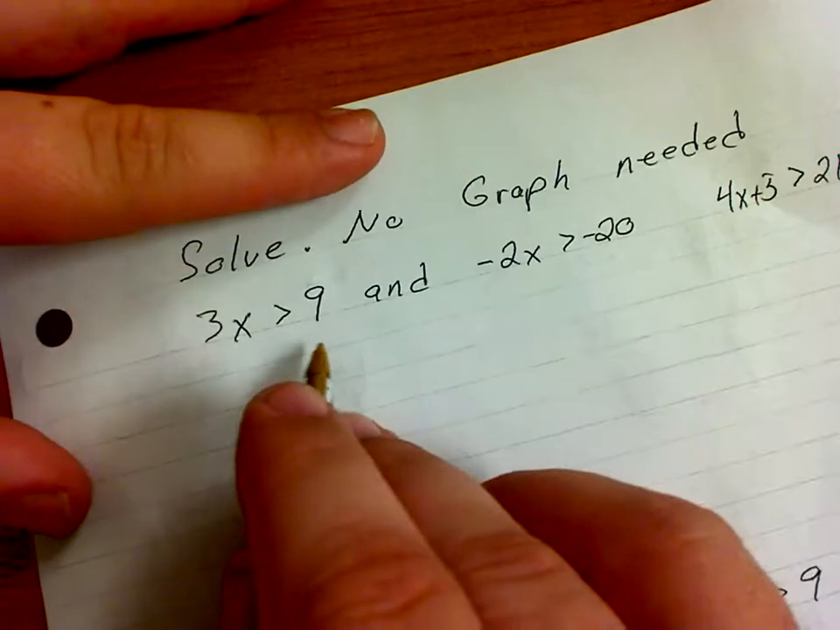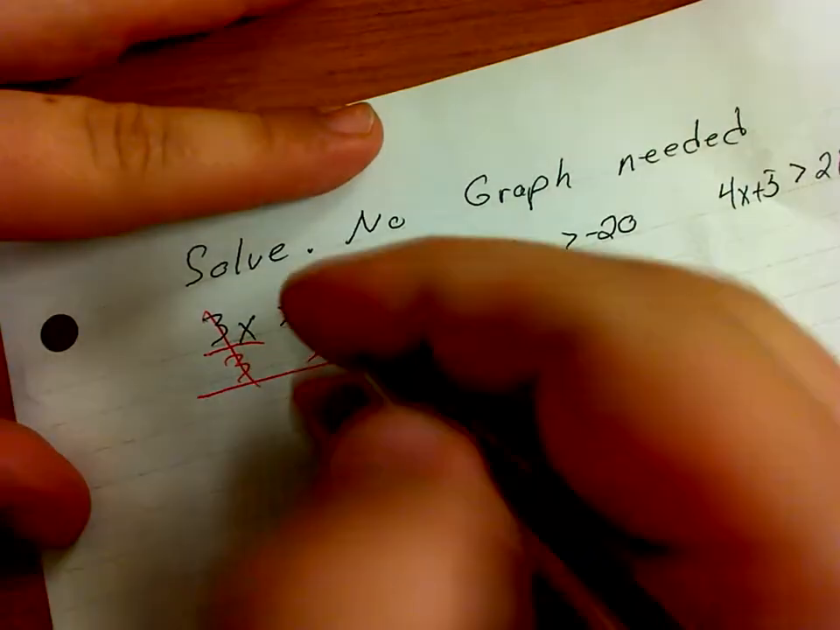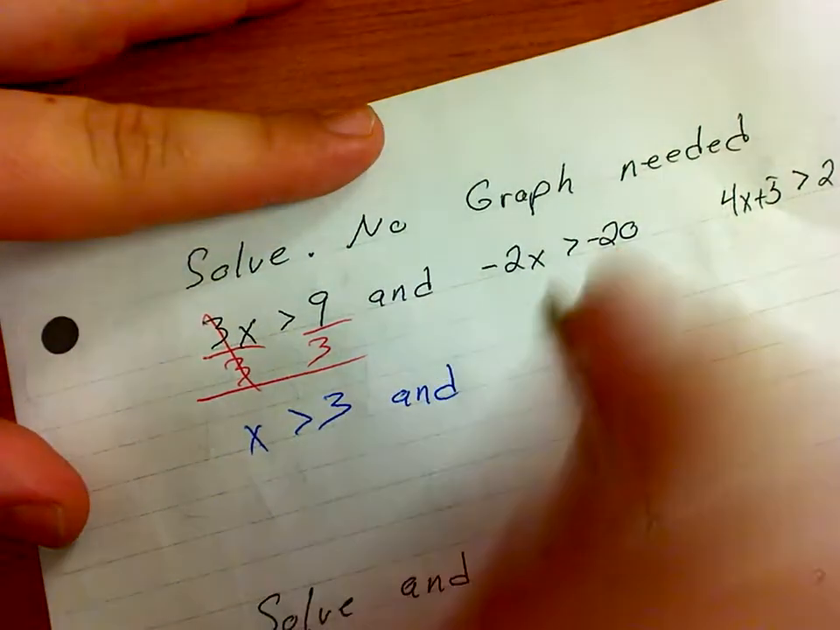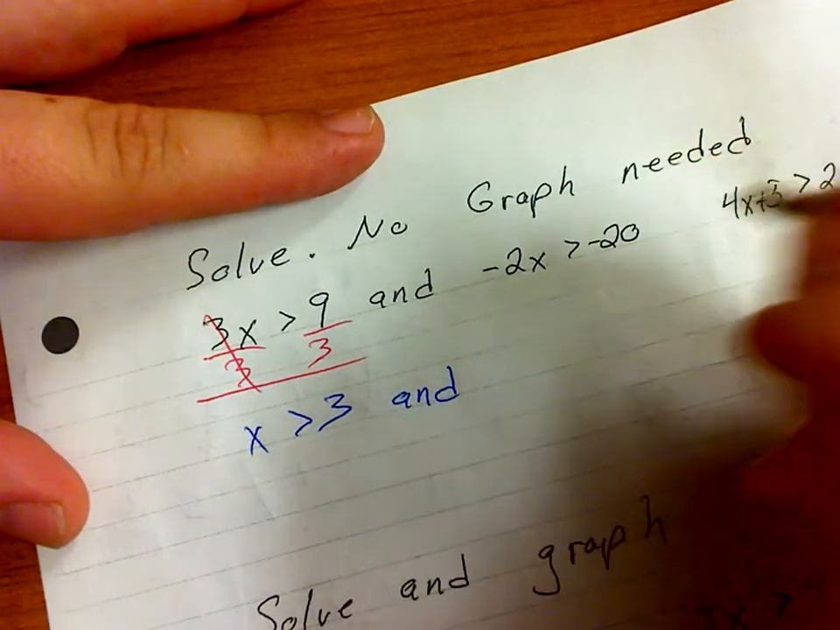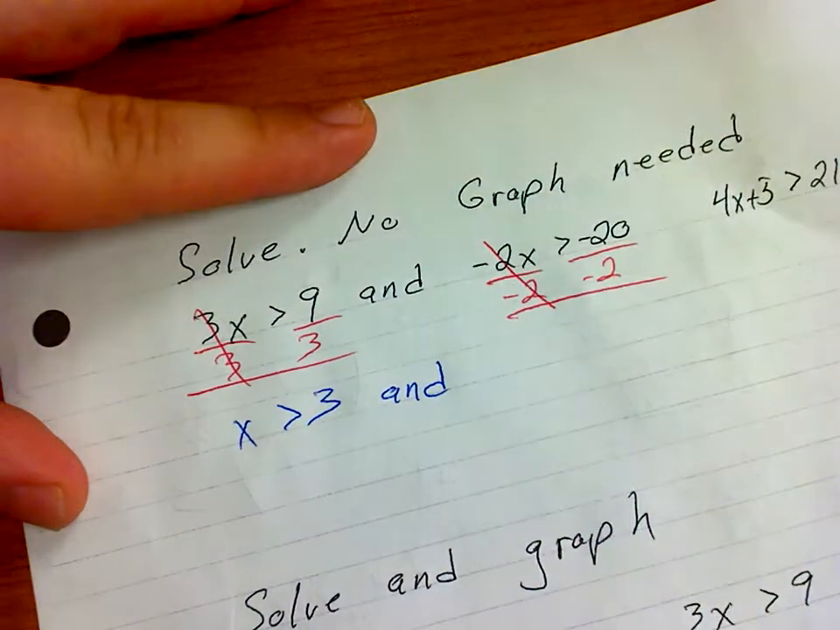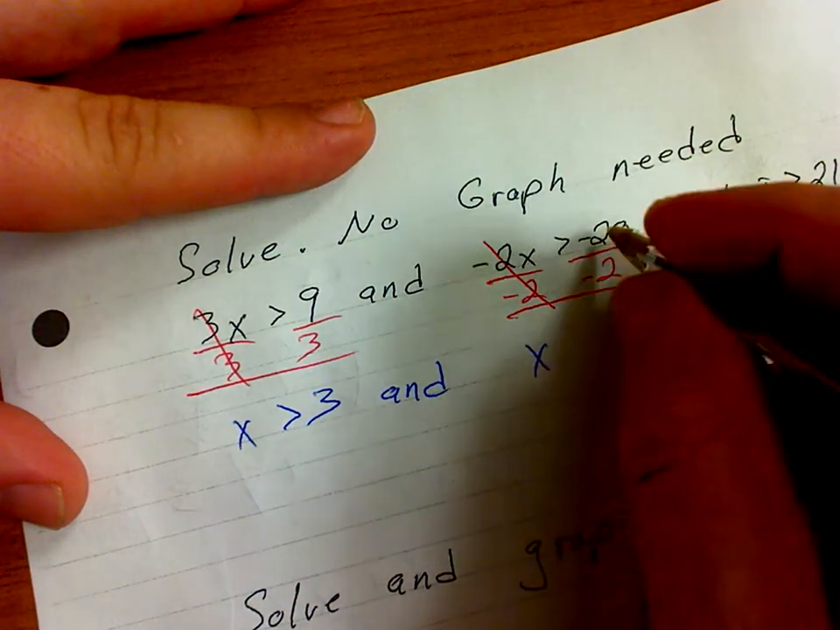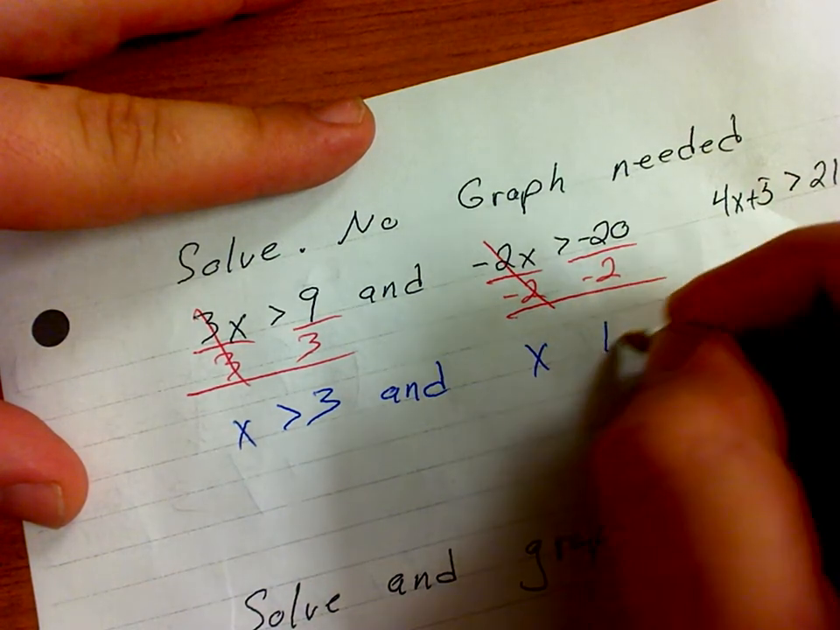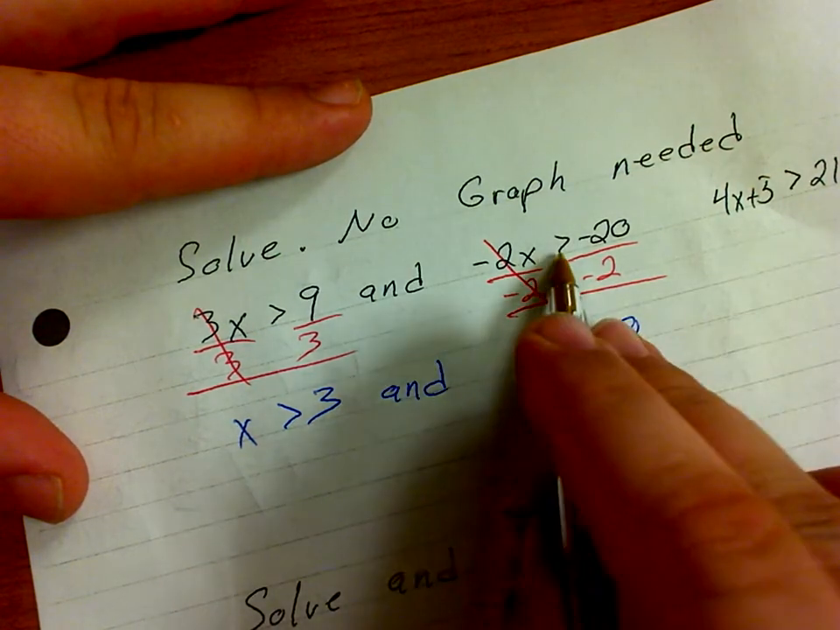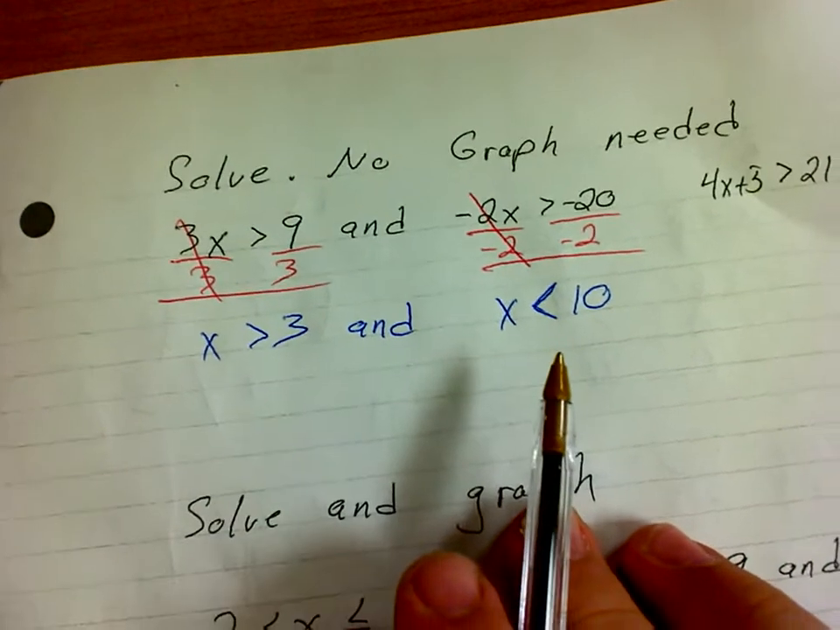Let's do these individually. 3x is greater than 9. Get rid of a times 3 by dividing both sides by 3. 3's go away. It leaves us with x is greater than 3. And let's go ahead and do the other one over here. Negative 2x is greater than negative 20. Get rid of a times negative 2 by dividing by negative 2. Negative 2's go away. Leaves us with x. Negative 20 divided by negative 2. That's a negative divided by a negative, which is a positive. 20 divided by 2, which is a 10. Okay? Now the inequality, since we divided by a negative, will flip around. And that gives us x is less than 10.